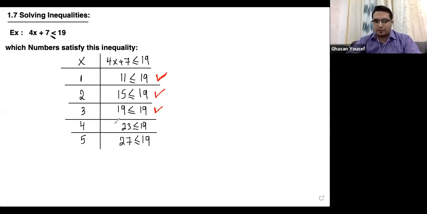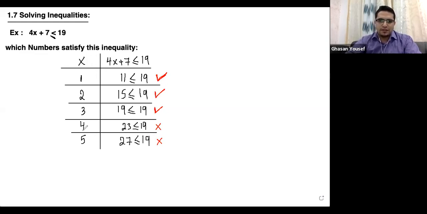What about here? When x equals 4, I get 23 less than or equal to 19. No, Ryan said no. So x equals 4 is not satisfying this inequality. What about x equals 5: 27 less than or equal to 19? Ryan? No, this is not correct. 27 is not less than or equal to 19.